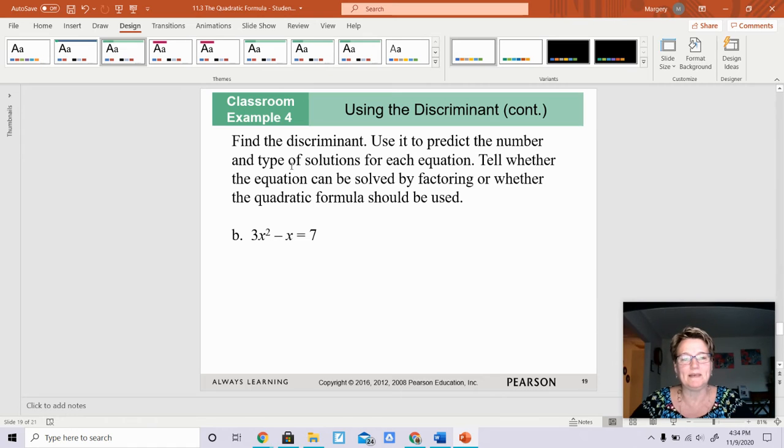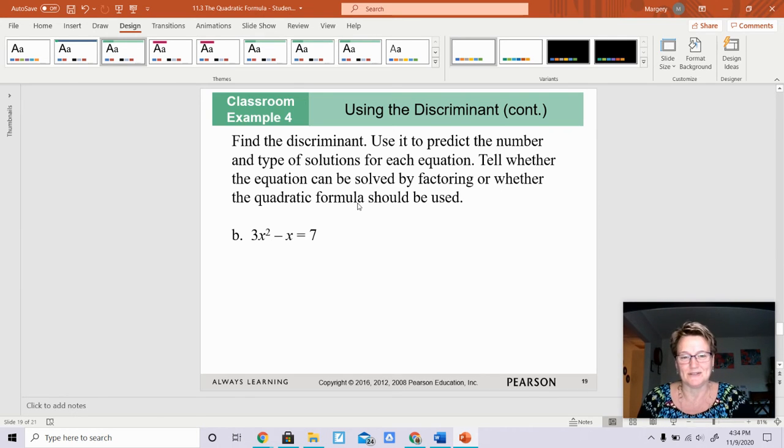The next problem is to find the discriminant. Use it to tell what type of solutions it has, or if you can factor it, or if you have to use the quadratic formula. You can use the quadratic formula with any quadratic equation. However, you can't factor something that is not giving you two real solutions, alrighty?